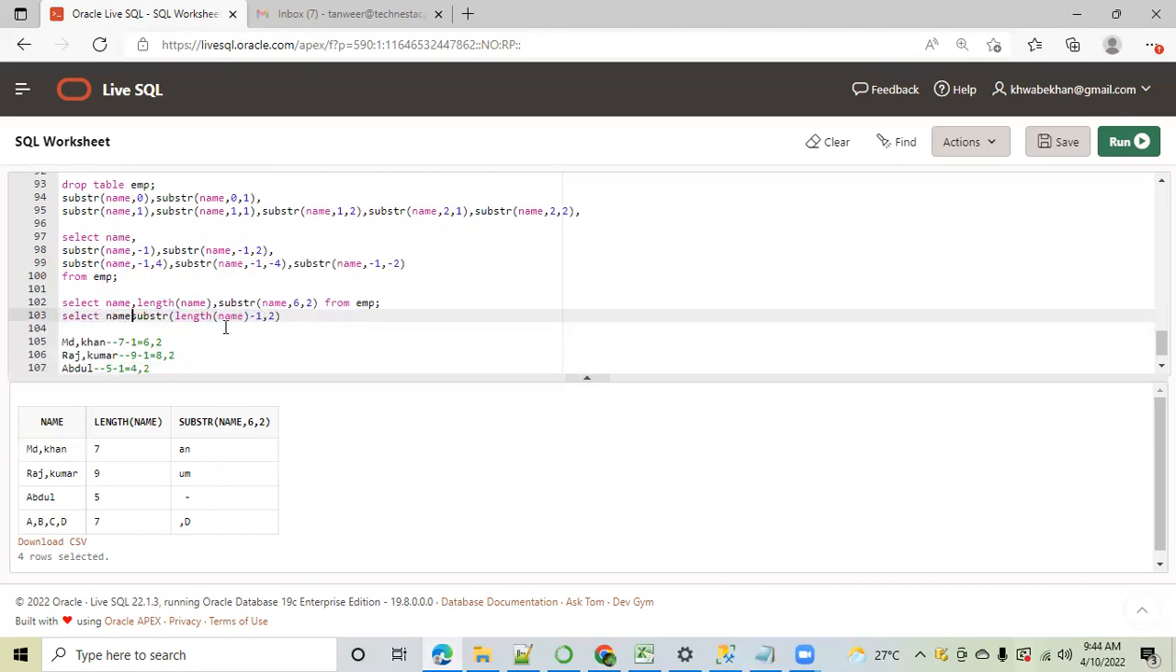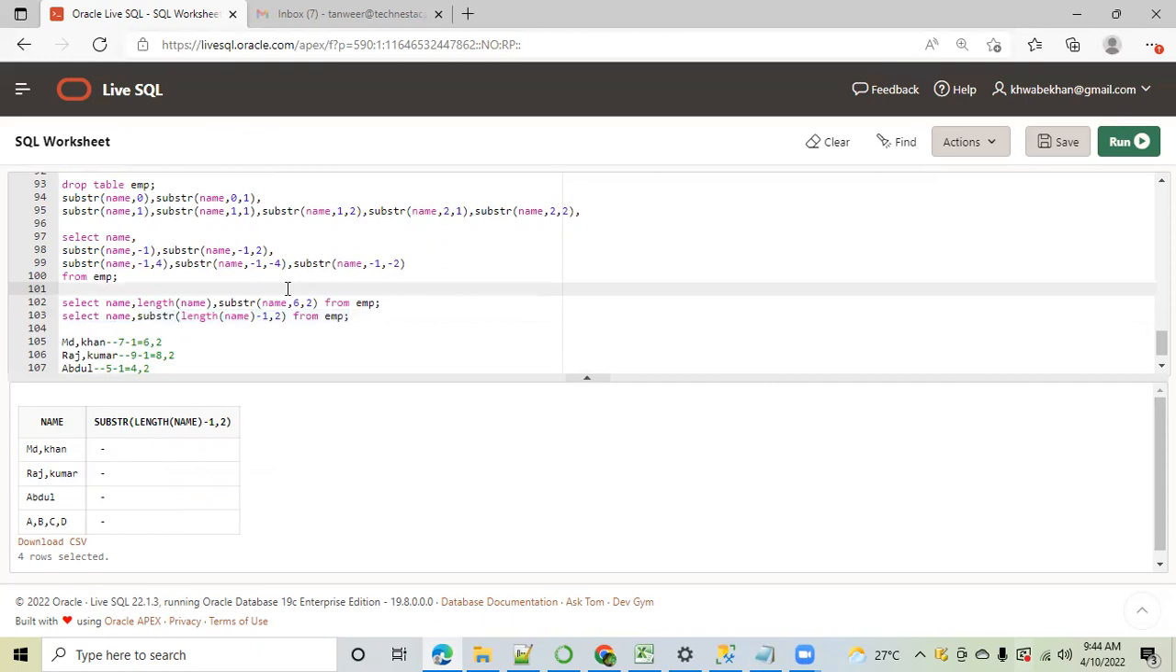Is this clear, guys? Tell me yes or no, understood or not. If you want me to repeat, tell me and I'll repeat that. So here we don't need to give 3 parameters. We have to give 3, right? Name also we have to give, right? Name, comma, length of name minus 1, right? Yeah, sorry, I missed that. Very good.